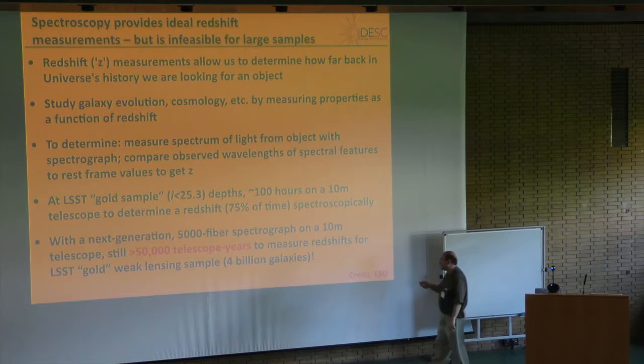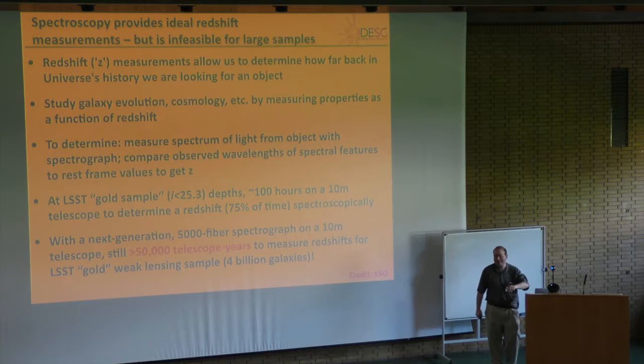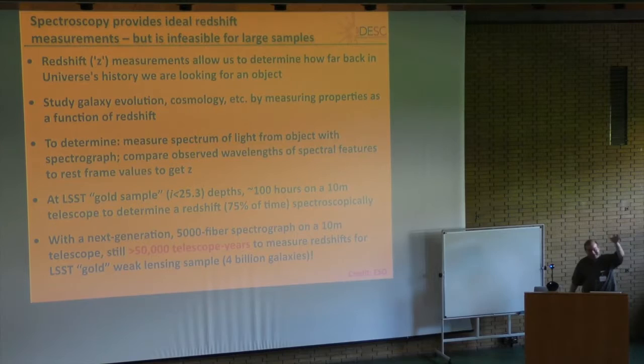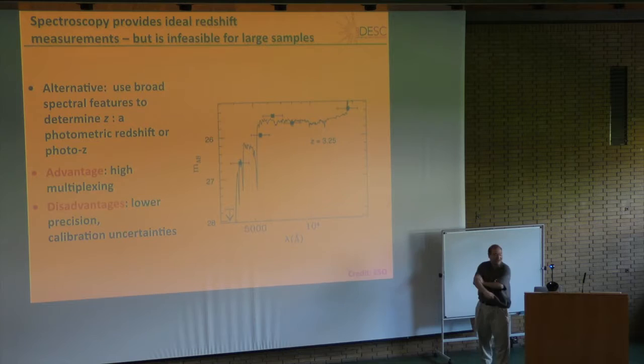50,000 years, that's going to take us a lot of grad student lifetimes. So we need to do something different if we don't want to wait 50,000 years for LSST results. No, you need 50,000 telescopes to do it in 1 year. So that's expensive. You know, a 10-meter telescope is, you know, $150 million or something like that. So that's expensive. So what we do instead are photo-Zs, photometric redshifts.